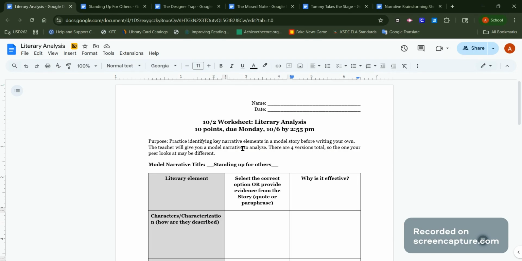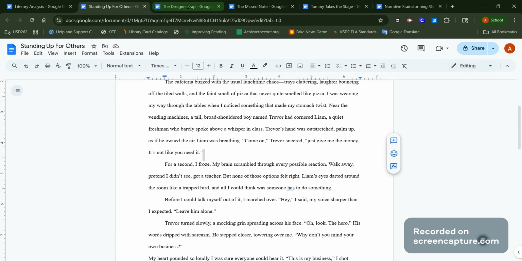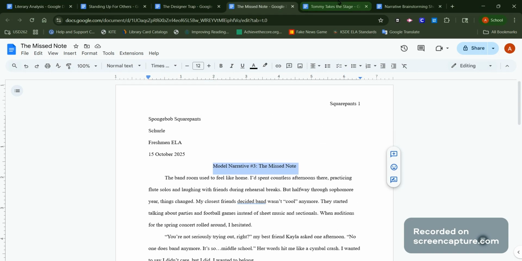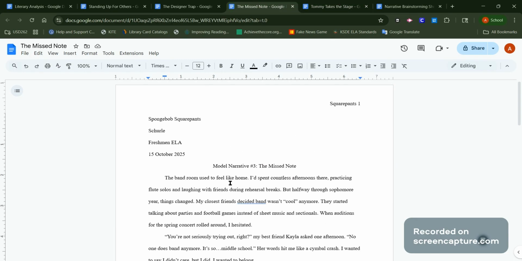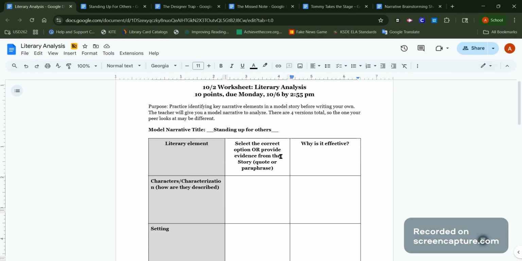So you aren't having to write anything today. You're not having to come up with your own story. You're looking at the example and thinking about how these literary elements work together in a final finished product like this.